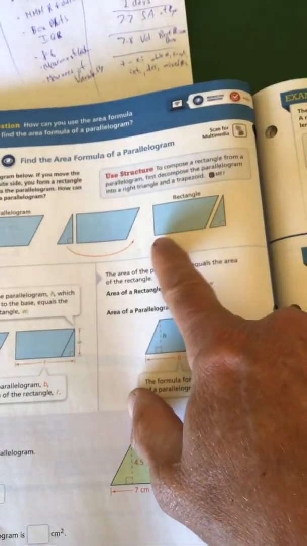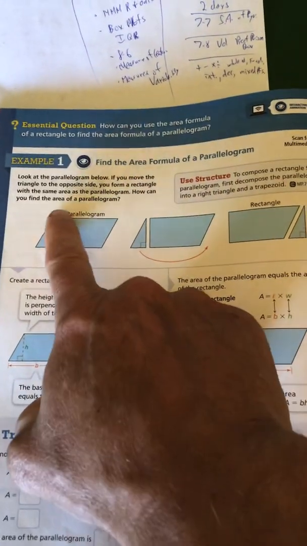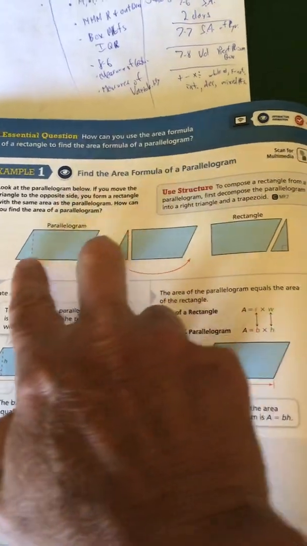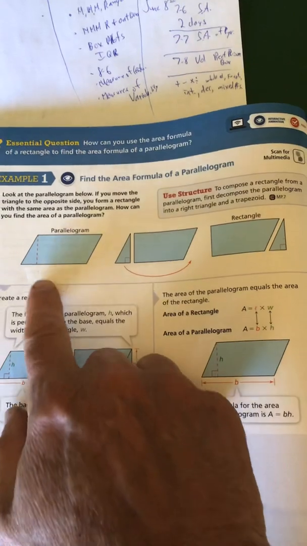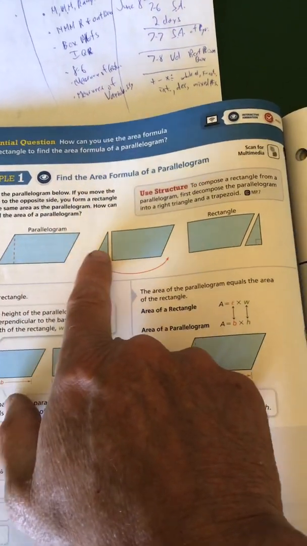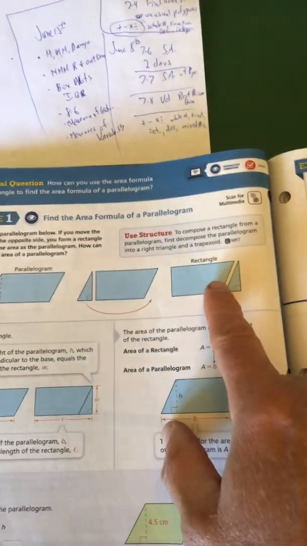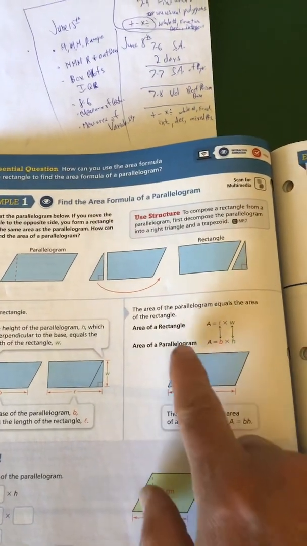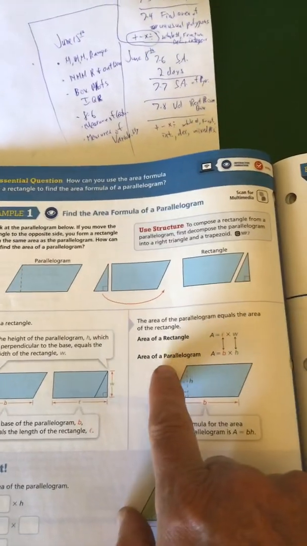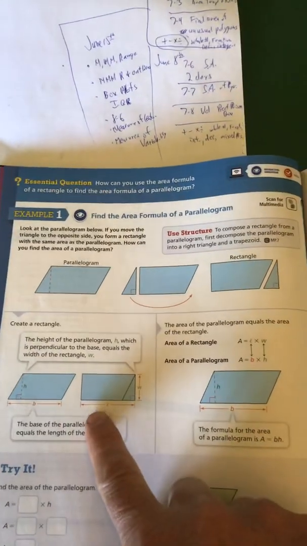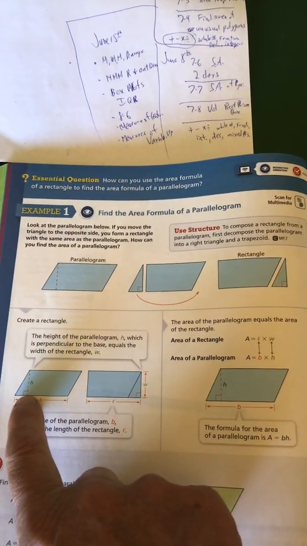A rectangle is when you have 4 right angles, and a parallelogram is when you have two sets of parallel sides, like these sides are parallel and these two sides are parallel. And if you cut off that little triangle and move it to the other side, you make a rectangle. So they pretty much have the same formula. The area of a rectangle is length times width, and to find the area of a parallelogram is base times height. Base and height are always perpendicular to each other.